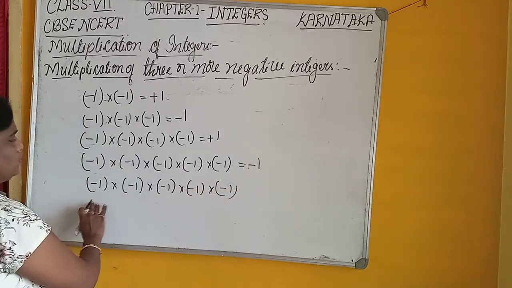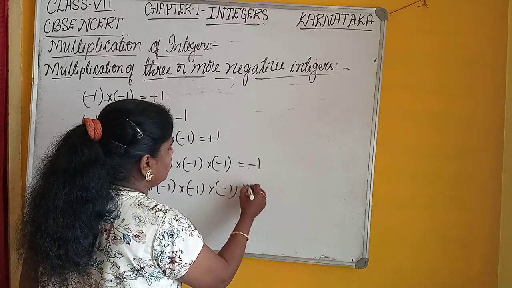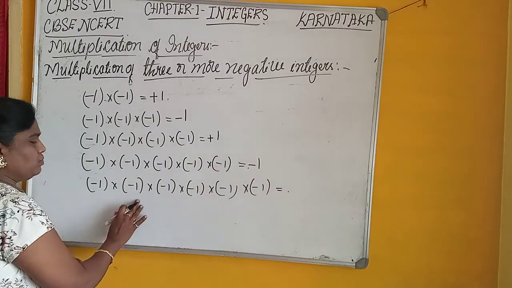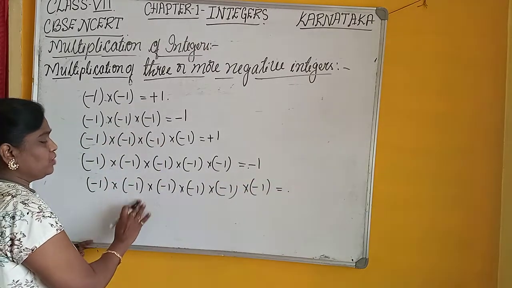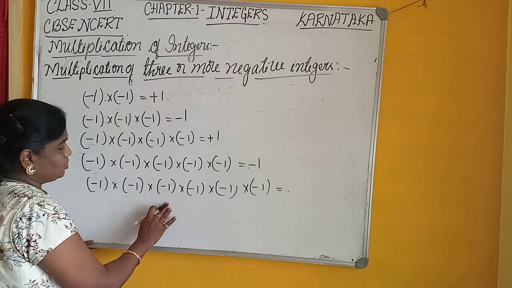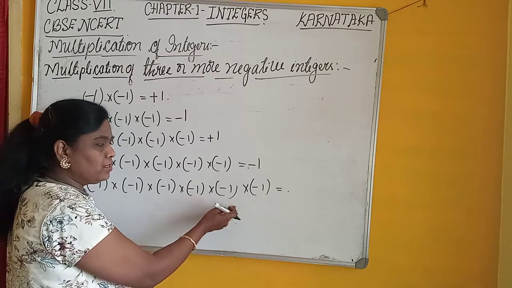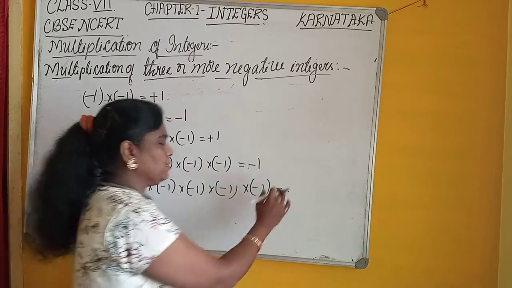How many times is it? 1, 2, 3, 4, 5 into minus 1. Here, minus 1 into minus 1 is plus, plus into minus is minus, minus into minus is plus, plus into minus is minus, minus into minus is plus.